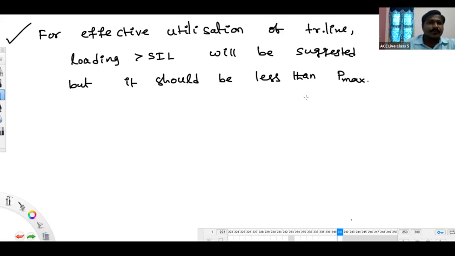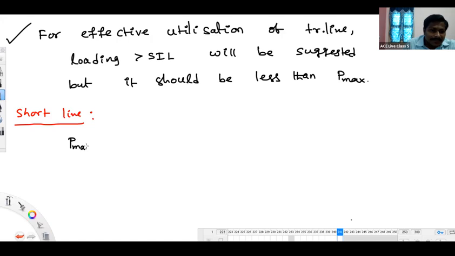Let's continue. First, I am taking up the short length of transmission line, for length less than 80 kilometers. Listen. The length of the line is less, so obviously the series inductive reactance is very, very low.